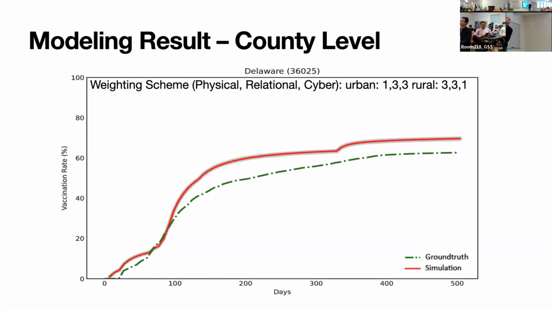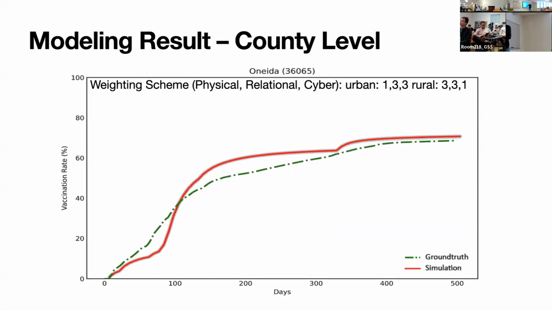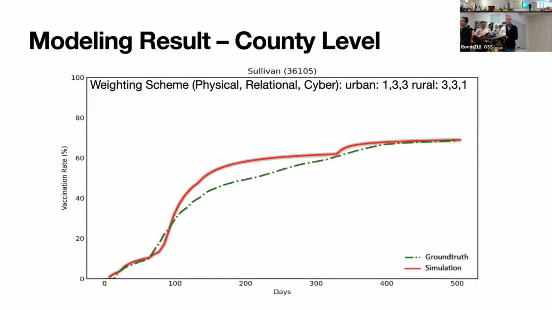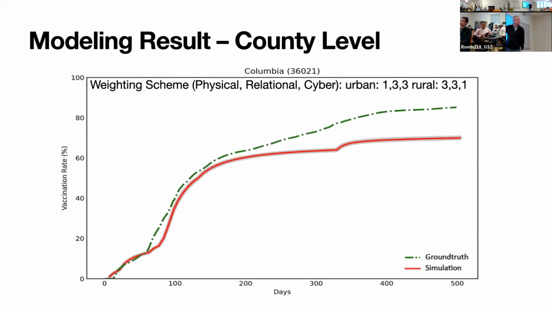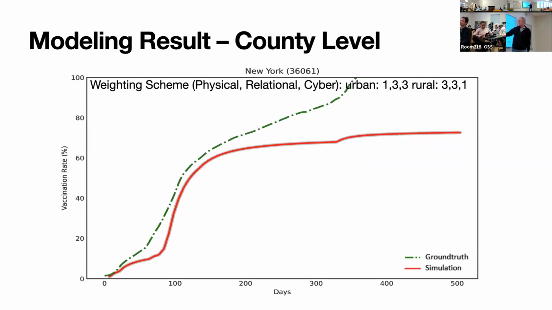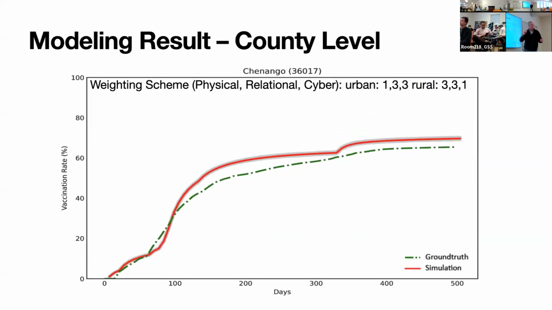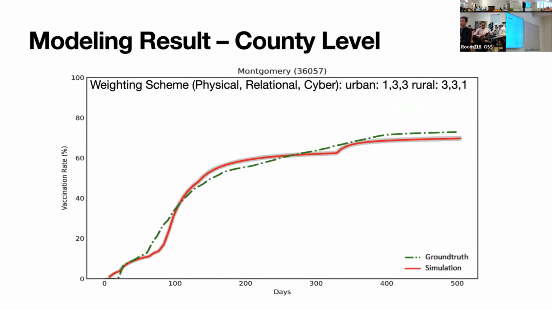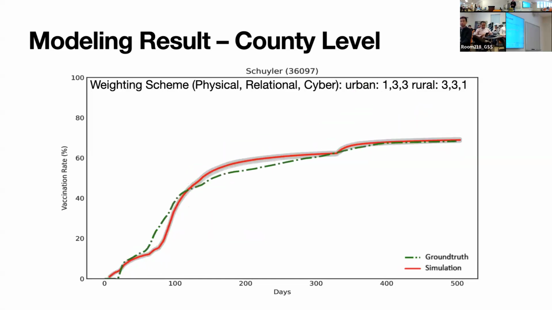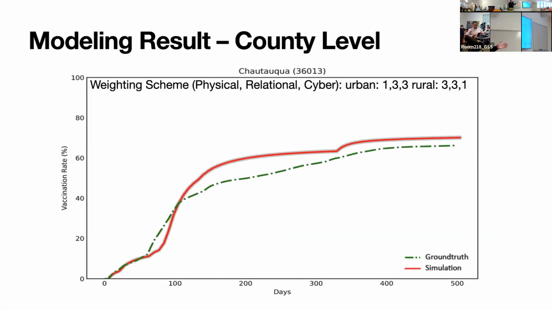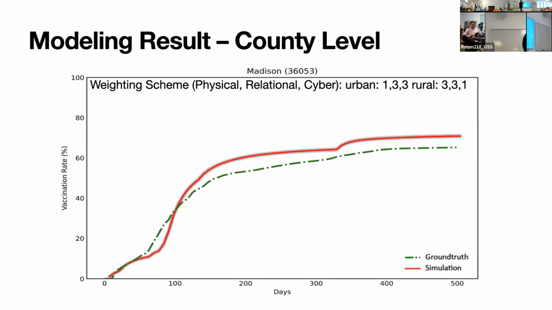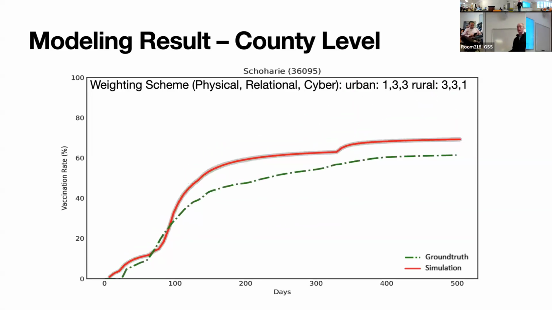This is when vaccines were first available to the older population, right? This is when vaccines became available to the 45 plus population. This is when they became available to anybody, right? So these are what you see in the trends, but not everyone got vaccinated and things like that. So you get a sense that different weighting speeds for urban and rural will lead to different vaccination rates.